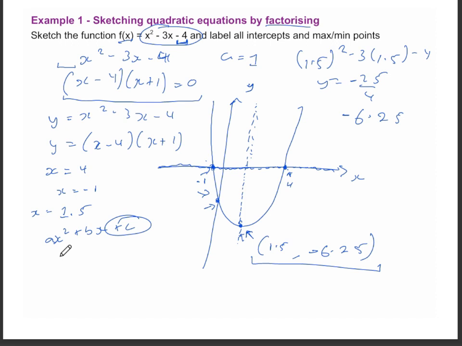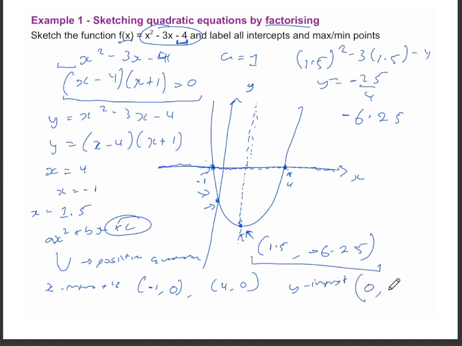So we have the three things that we needed. We have the shape, which is a U shape, because it's a positive quadratic. Then the x-intercepts are (-1, 0) and (4, 0). The y-intercept is (0, -4), because that's the c. And finally, the vertex coordinates, which are (1.5, -6.25). And we have the three things for sketching, and that's how we drew this curve.